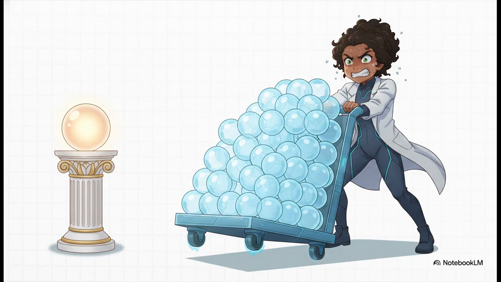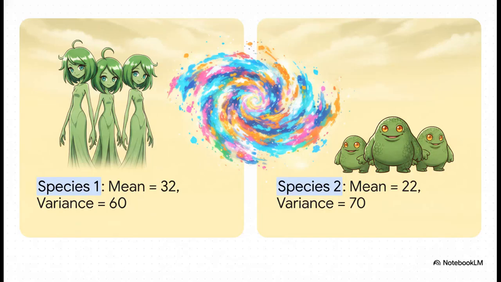Kind of wild, right? Let's apply this variance logic to a highly practical, well, maybe a slightly playful scenario. Imagine we're studying 2 distinct species of green beings on Mars. Species 1 has a mean of 32 and a variance of 60. Species 2 has a mean of 22 and a variance of 70.